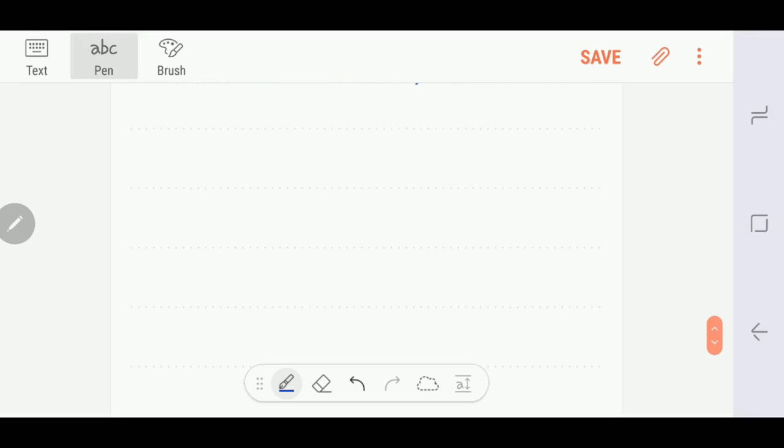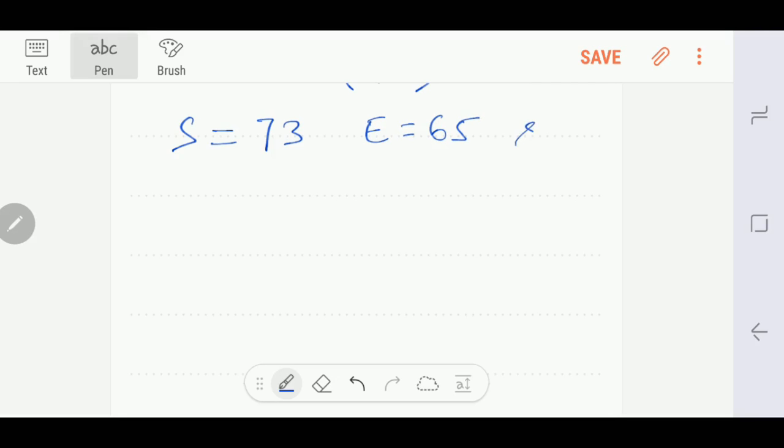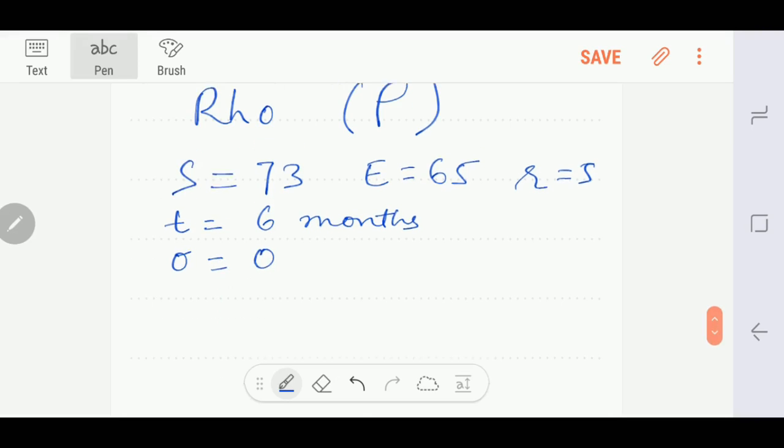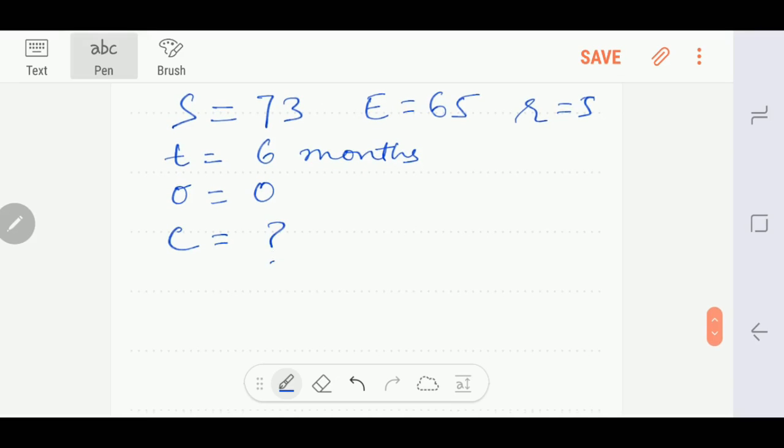Right, so we have almost arrived at the end. Towards the end, I will give you a little question to solve. Let us assume this is problem number 14 in your textbook. The current stock price is $73, and the exercise price is $65. The risk-free rate given to us is 5% in that problem. The time remaining for expiry is 6 months, which means half a year. And the standard deviation, or the variability in the stock returns, is 0. The question is, what is the value of a call option in this case?